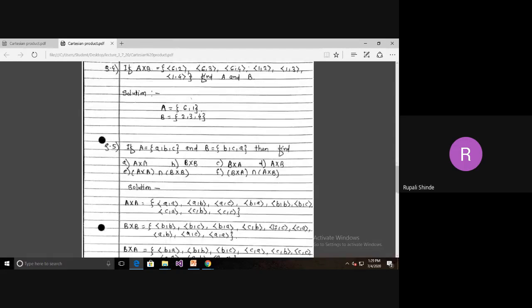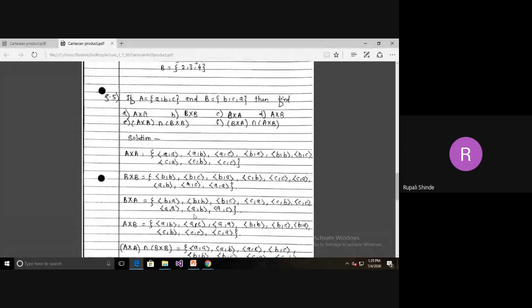Now in the next one they have asked for the intersection between B Cartesian product A and A Cartesian product B. Now check whether there is anything common between these two Cartesian products. B comma A, but here that term is A comma B. So check here whether anything is common between these two.